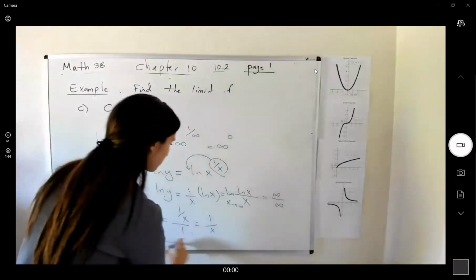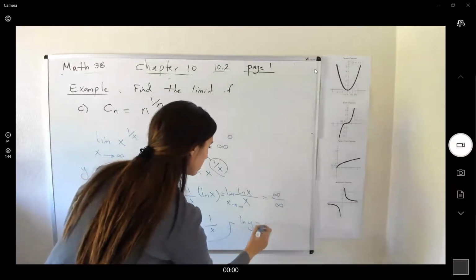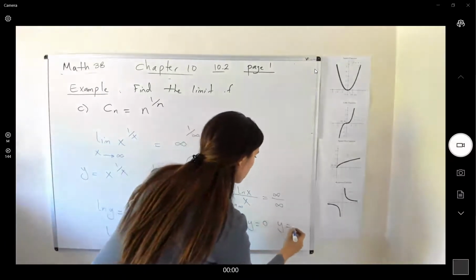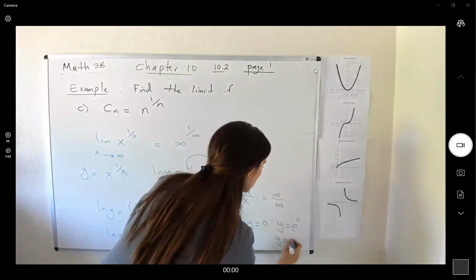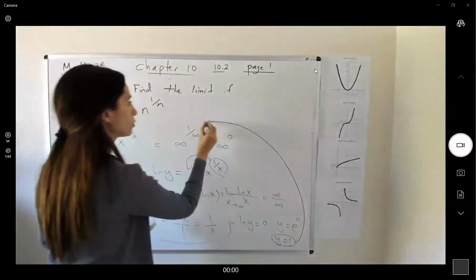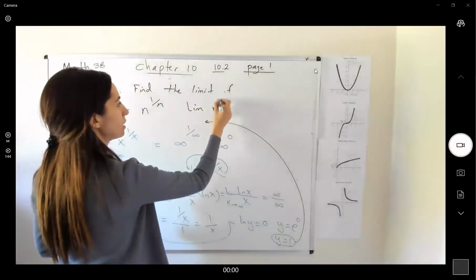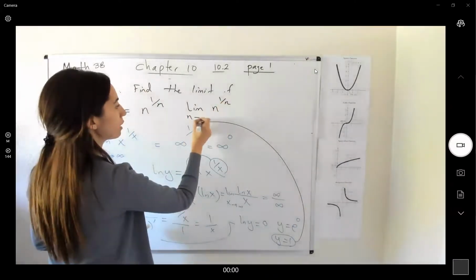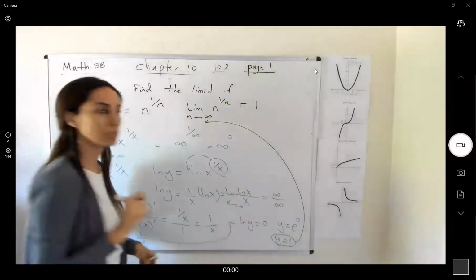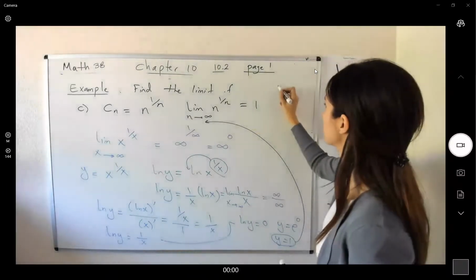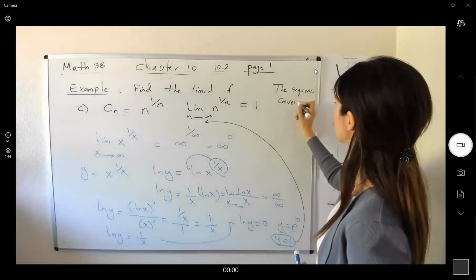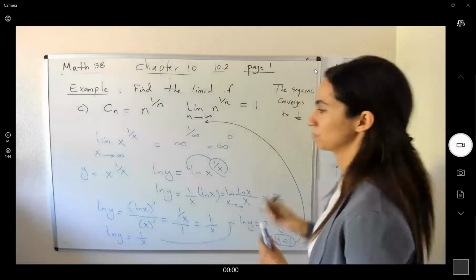The limit of ln of y is equal to the limit of 1 over infinity, which is 0. So y is equal to e to the 0, or y is equal to 1. It means that the limit of your sequence, the limit of n raised to 1 over n as n goes to infinity, is equal to 1. And since 1 is a unique constant value, you say that the sequence converges to 1.